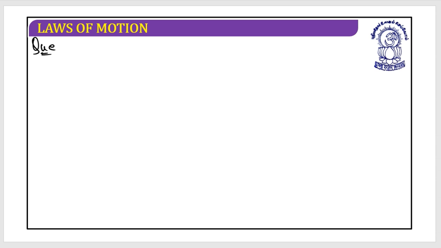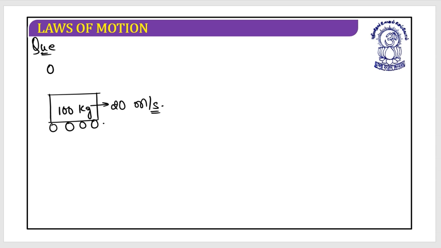Let's suppose, have you seen the garbage collector? Yes, a garbage collecting van would be there, and let's suppose the mass of this van is 100 kg, and it is moving with a speed of 20 meter per second, and each time you are going to drop garbage into this, and each piece of garbage would be of 500 gram. I hope these things are clear.